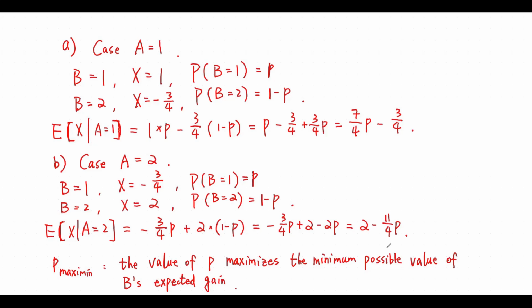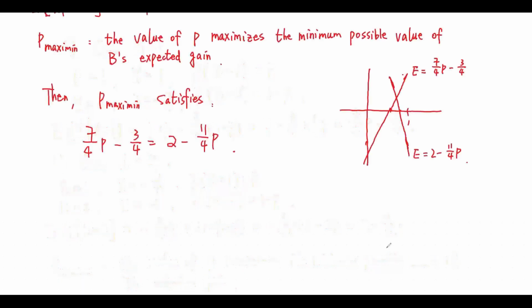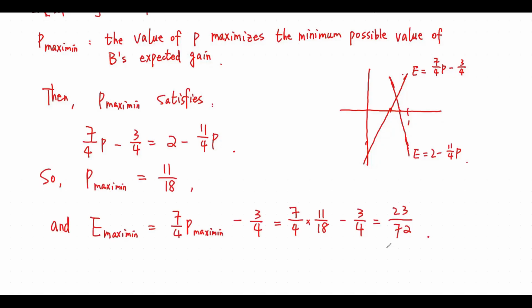Let P maximum denote the value of P that maximizes the minimum possible value of B's expected gain. Then P maximum satisfies this equation. The solution of this equation gives P maximum equals 11 over 18, and E maximum equals 23 over 72.